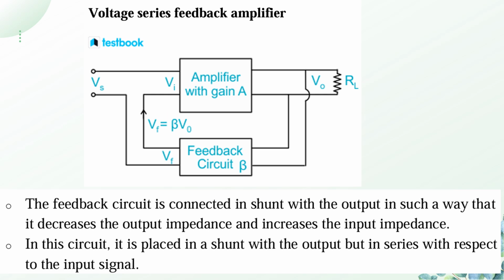The mixing network is a series network, which means the feedback circuit is connected in series with the input, and at the output end we have voltage, which is shunt from the sampling network. So the circuit is placed in shunt with the output, and it is connected in series with respect to the input signal, and this configuration is called the voltage series feedback amplifier.